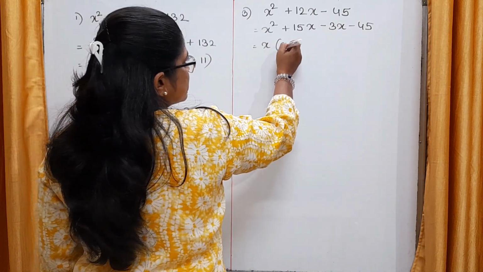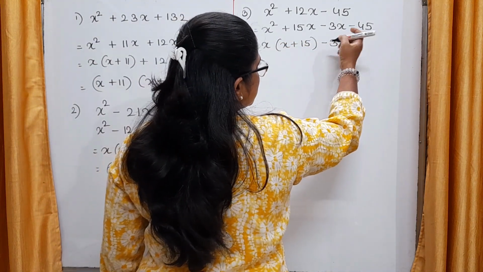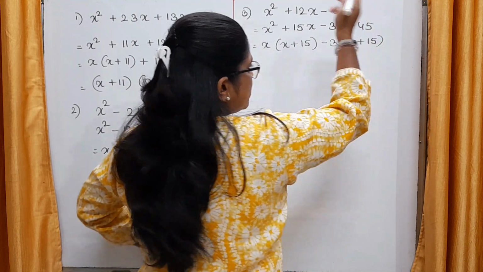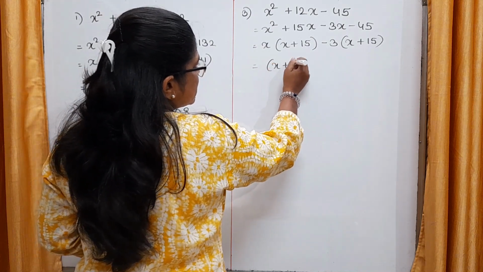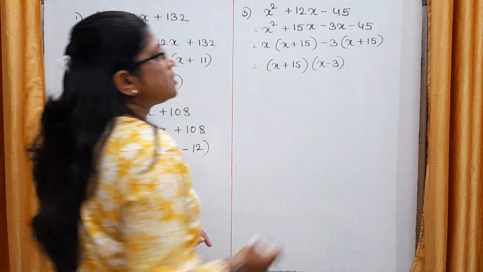x is common: x plus 15. From here, minus 3 common, as the minus sign is out. Again here we will get x plus 15. 3 into 15 is 45. Now here the common bracket is x plus 15 and the remaining terms in the next bracket, that is x minus 3.